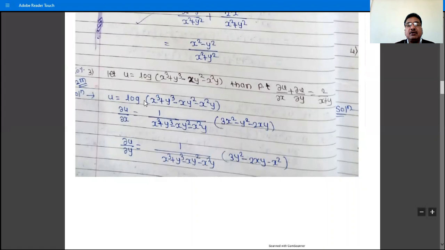Del u by del x is what? Log f(x) rule, 1 by f(x) into derivative of this quantity. This quantity with respect to x is what? 3x cube derivative is 3x square. Y cube derivative is 0, minus y square derivative, then here is minus 2xy.